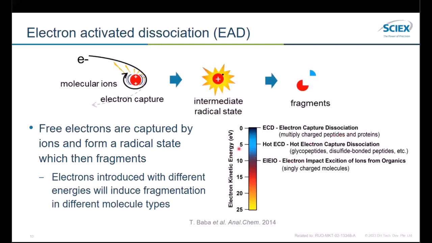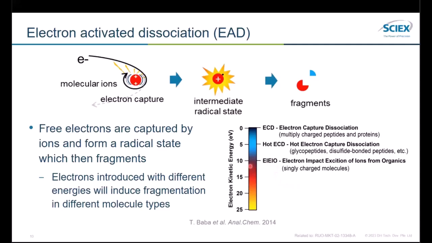At a kinetic energy of 5, the EAD cell functions as hot ECD, hot electron capture dissociation, which is more suitable for generating fragments from glycopeptides and disulfide bonded peptides. And at a kinetic energy of 10, the EAD cell features EIEIO, electron impact excitation of ions from organics. This is for singly charged molecules.